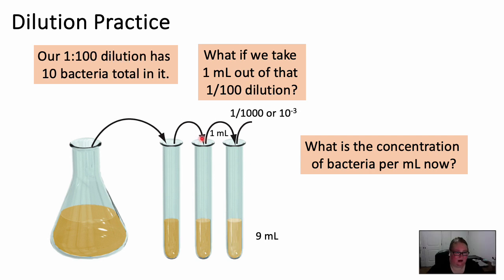So we have our 1 to 100 dilution here, the second one. It has 10 total bacteria in it. What if we take 1 milliliter from our 1 to 100 dilution, and we put it into a new test tube, and we do another 1 to 10 dilution. So we're now going to have a 1 to 1,000th. You're starting to see the math. 1/10 times 1/10 times 1/10 equals 1/1000th, or 10 to the minus third. So what would be the concentration of bacteria per milliliter in our new 1 to 1,000 dilution? Okay, pause the video, do the math.